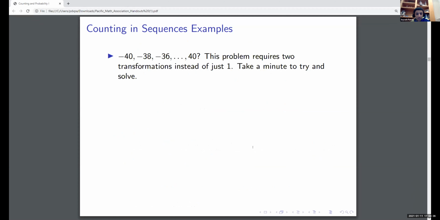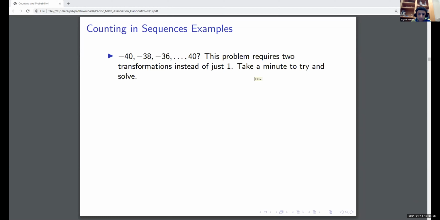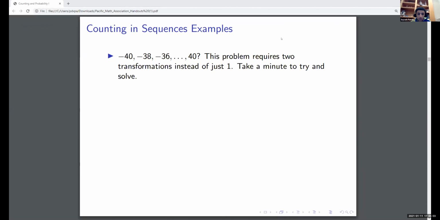All right, here's another example. I'll give you a minute to pause and think about this. What transformation could you apply here? And maybe it's multiple transformations that need to be applied. I'm going to give you about 20 more seconds to think about this one. This is pretty important.